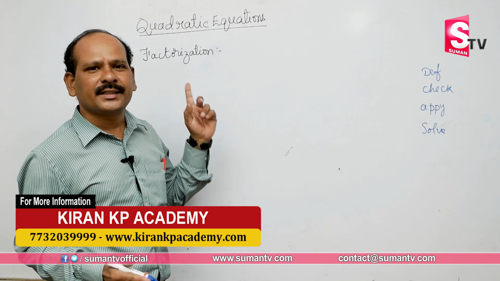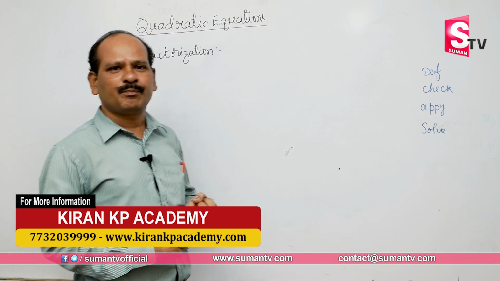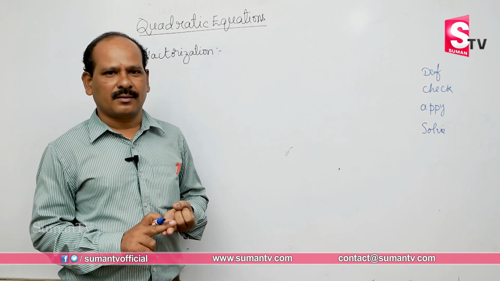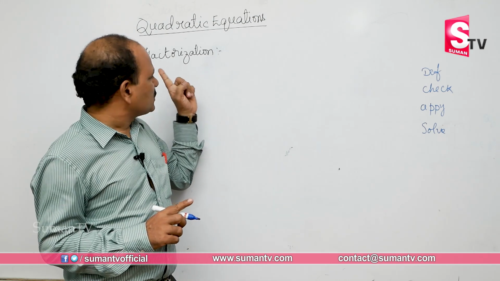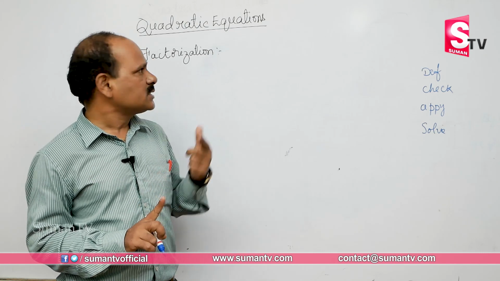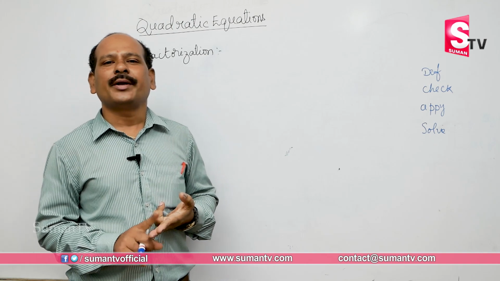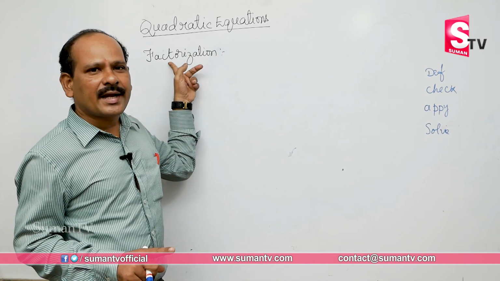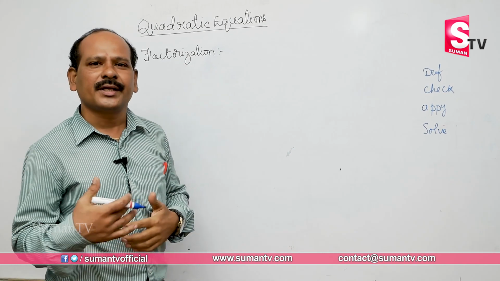There are two methods to solve quadratic equations. One is the factorization method. The second one is the quadratic equation formula. Again, I will explain. In the solution part, there are two ways we can solve the quadratic equation. First is the factorization method, and the second is by using the quadratic equation formula. Now, I am going to explain how to solve a quadratic equation by using the factorization method.